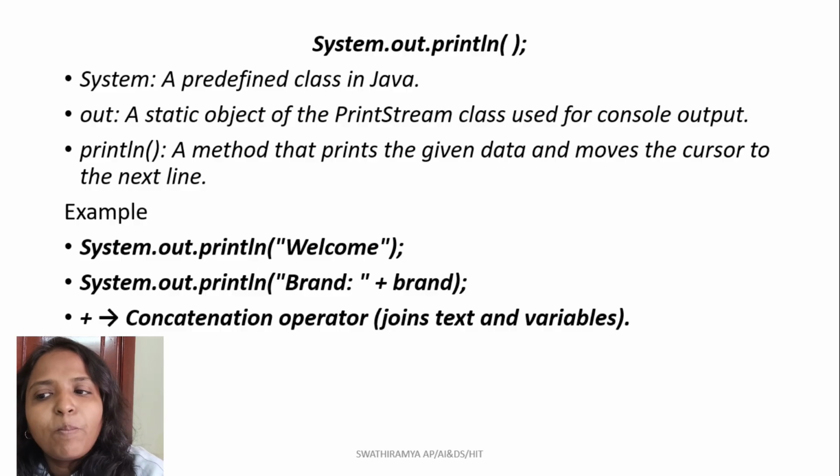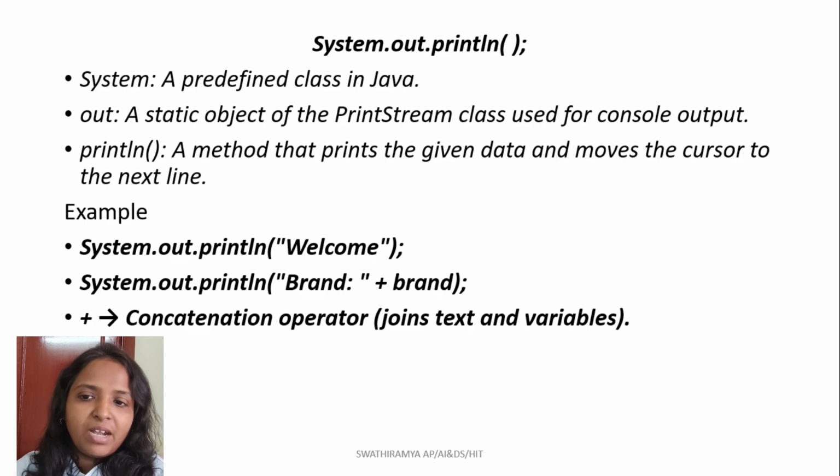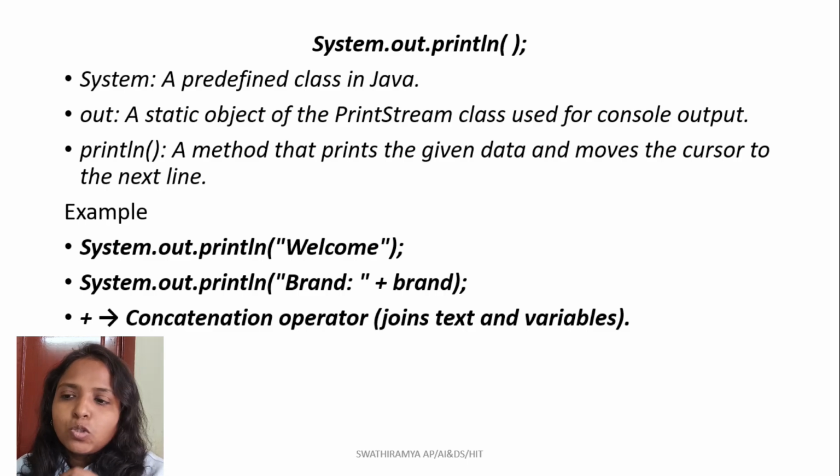So println is the method that prints the given data and moves the cursor to the very next line. You can see the example now, System.out.println. If you want to display something, you can put it inside the double quotes. If you want to display the value of a particular variable, you can give it like this, System.out.println. In the double quotes I have given the brand, and the value of the brand should be displayed. So I have added the plus symbol here, that is the concatenation operator.